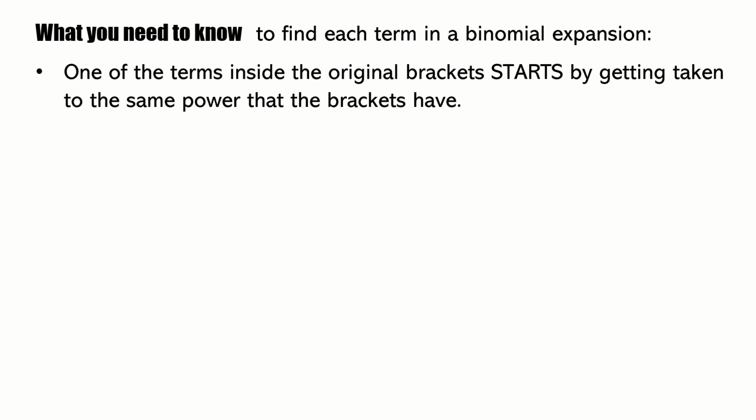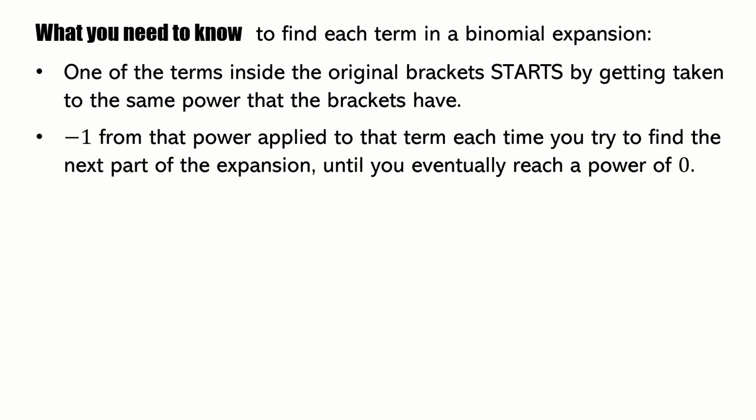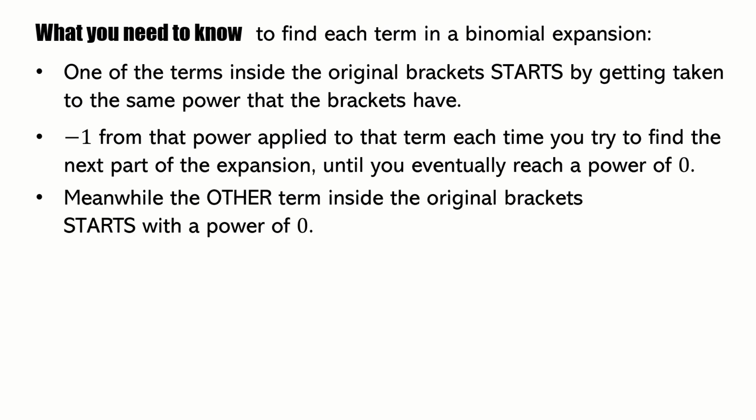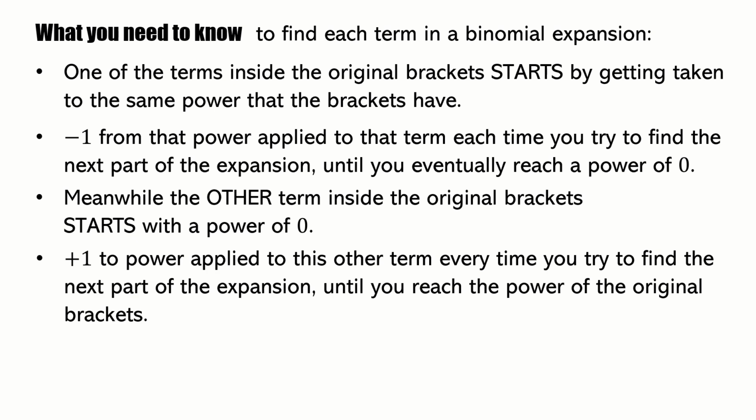So overall, summarizing what we've just pointed out, when you expand brackets with a power to do binomial expansion, all you've got to realize is that one of the things inside the original brackets starts at the highest power it possibly could have, which is the same power that the original brackets would have. And then as you progress through the terms, the power of that thing will decrease by 1 every single time. Meanwhile, the other thing that was inside the original brackets will start at a power of 0 for the first term, and then you will increase the power of that thing by 1 every time you progress through the terms.